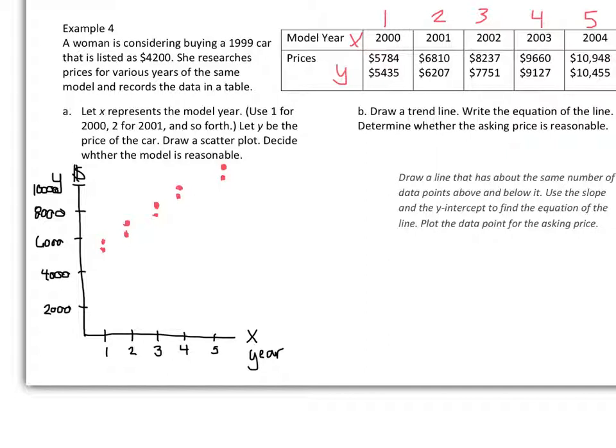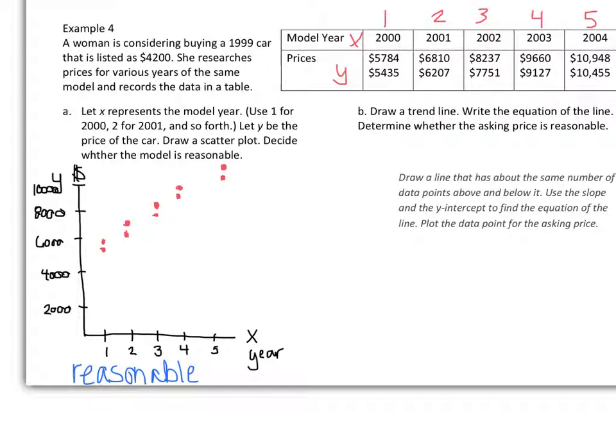Okay, so yes, it's positive, and is it strong or is it weak? It's pretty strong. They're pretty close together. All right, so we're supposed to decide whether the model is reasonable. So the fact that it's positive and it's strong, it makes sense, right, that as the car is newer, the price should be higher. That makes sense, right? And it's strong, so we're going to say that this is reasonable. The information she got is pretty reasonable.